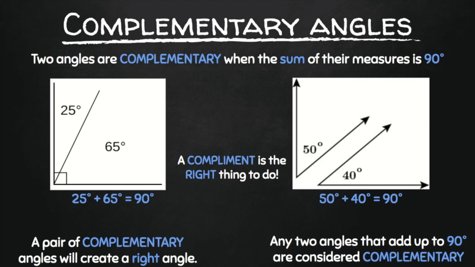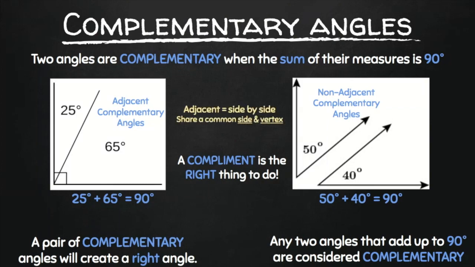Now, on the left, I have an example of adjacent complementary angles. On the right, they are non-adjacent complementary angles. So what does adjacent mean? Adjacent basically means side by side. So two angles are adjacent if they share a common side. So this would be these angles, common side, and a common vertex. These ones do not share a common side or vertex, but they are still considered complementary.